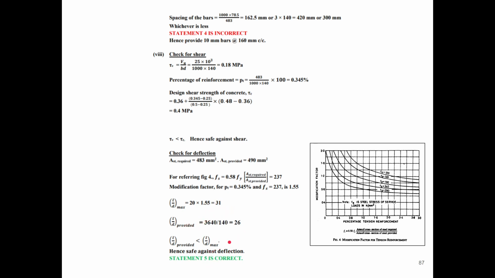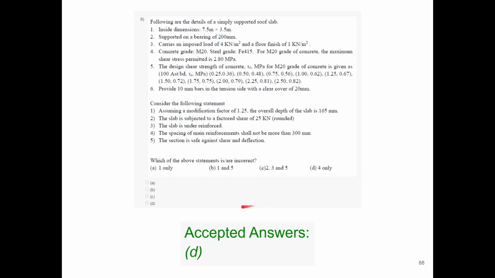So as 26 is less than 31, it is safe against deflection. So 5 is correct. Okay, only 4 is incorrect. So only 4, that is D. So which is incorrect? 4. So D is the correct option. So as you can see here.